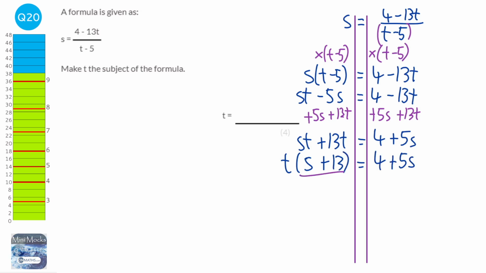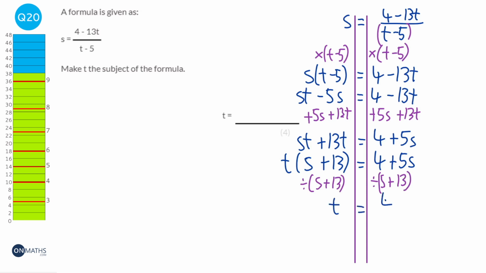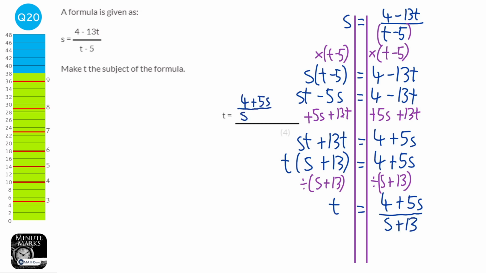And then we can get rid of this by dividing both sides by s plus 13. And so we're left with t equals 4 plus 5s over s plus 13. So our answer is 4 plus 5s, all of that over s plus 13. And it can be the other way around, so I could have 5s plus 4 over 13 plus s, or anything like that.